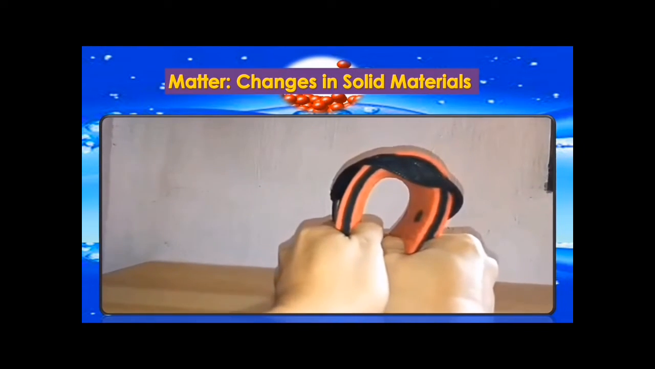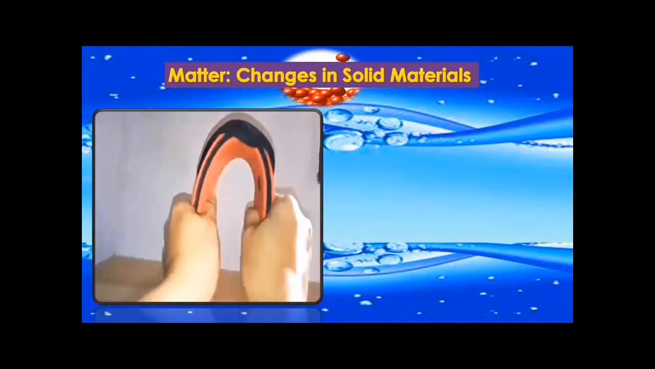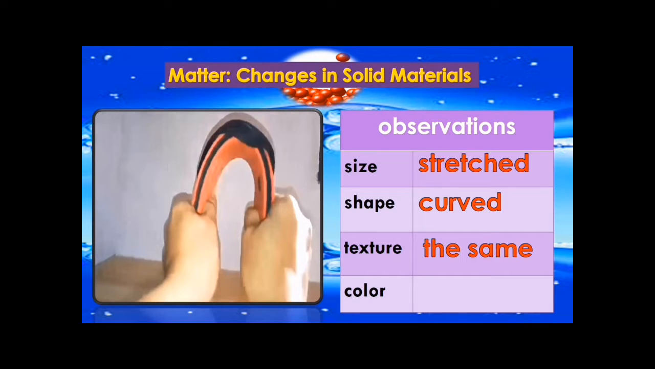This time is the rubber slipper when it is bent. So what do you observe after the slipper was bent? Did it change its size? Right, the slipper stretched after it was bent. Was there a change in shape? Yes, the slipper curved when it was bent. What can you say about its texture? Correct, the texture is still the same. Was there a change in color? You're right, the color is still the same.